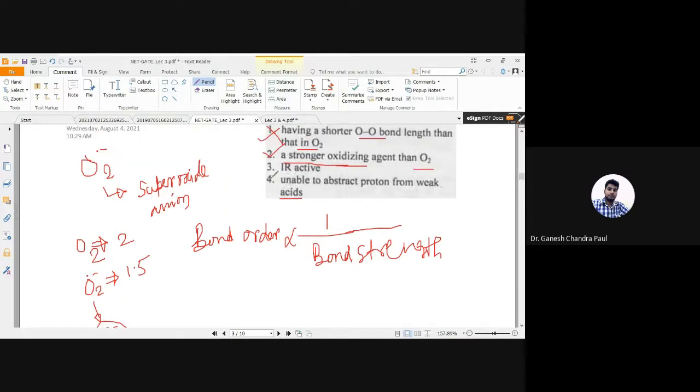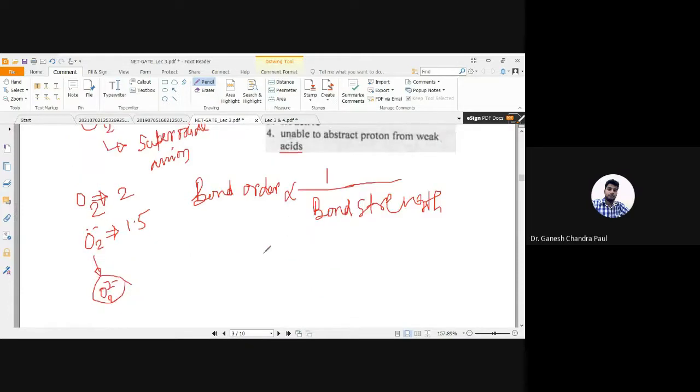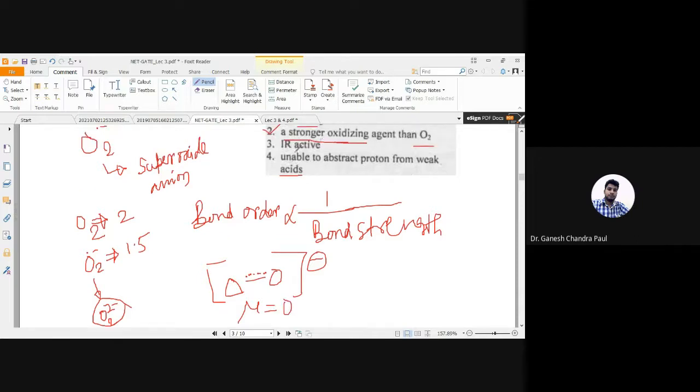Now option 3 is given as IR active. If you look at the structure of O2 dot minus, there is a 1.5 bond order, a partial double bond, and the overall charge is minus. IR active means there must be a permanent dipole moment change, right? Here the dipole moment is 0, so it is IR inactive. So it is also not acceptable.